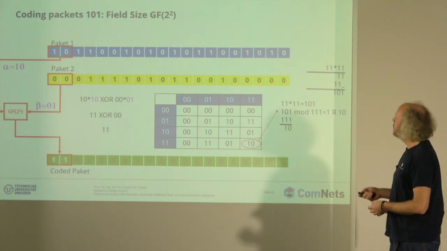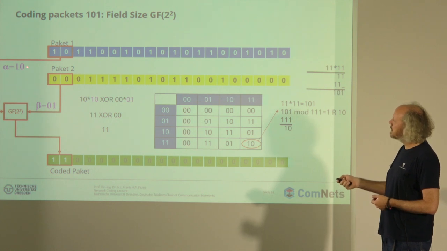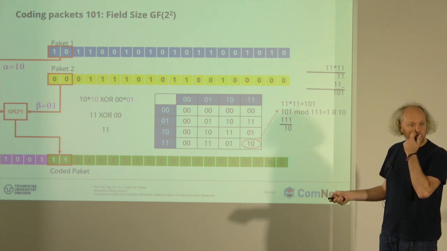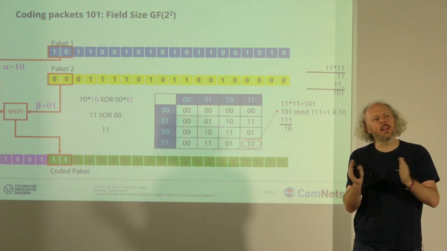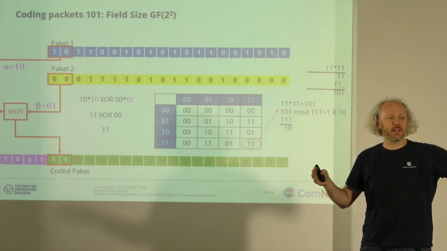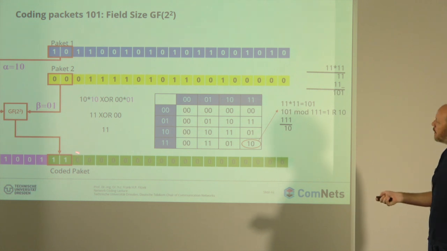Good. Now you still need to put the encoding vector here. I said it already, 10 and 01. You just put it in the front. This is your encoding vector. You see already the encoding vector gets a little bit bigger now. So the higher the field, the bigger the encoding vector, while the payload is always the same, right? The only thing that increases is the encoding vector here.